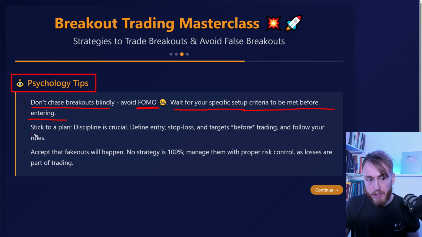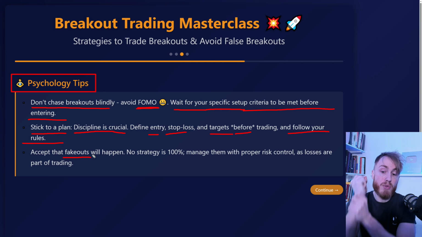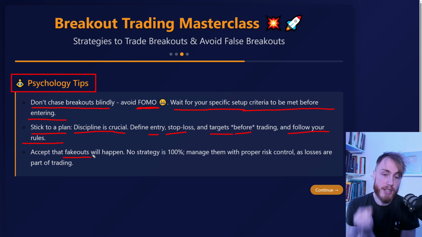So the second point builds on this. You need to stick to your plan. Discipline is crucial. So you want to have a defined entry, stop loss, and targets before trading and follow your trading rules. And also, you need to accept that fakeouts will happen. No strategy is 100%, so you need to use proper risk management and risk control.